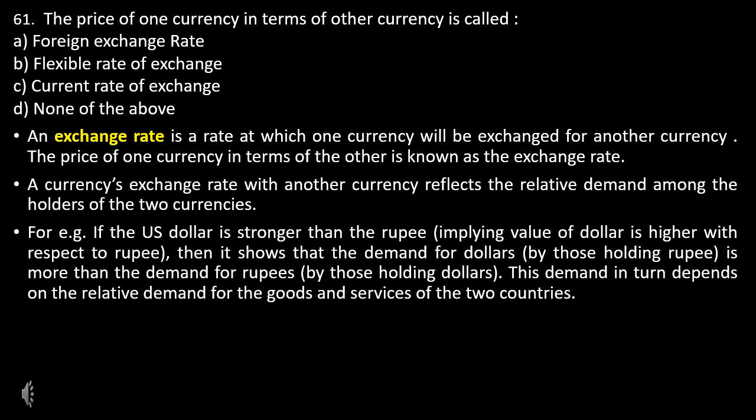A currency's exchange rate with another currency reflects the relative demand among the holders of the two currencies. For example, if the US dollar is stronger than the rupee, that means the value of dollar is higher with respect to rupee, then it shows that the demand for dollars is more than the demand for rupees. This demand in turn depends upon the relative demand for the goods and services of the two countries.